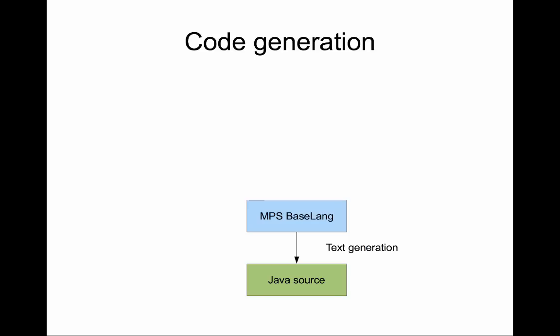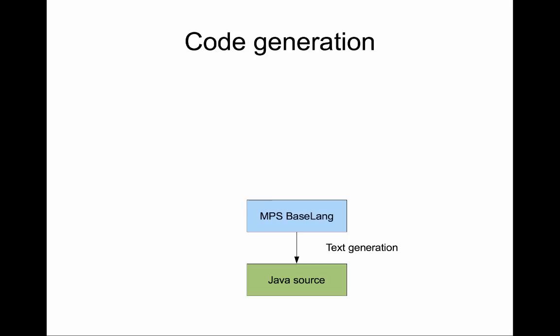Now in MPS, we created a long time ago a copy of Java called MPS base language. It's a one-to-one copy of Java, but projectional, so that you can use the projectional editor and do all the fancy tricks that MPS can do to edit your code. And then this base language can be translated into Java source through text generation. So there's a model-to-text generation, which takes your model, if it's written in pure base language, and generates a set of .java files out of it.